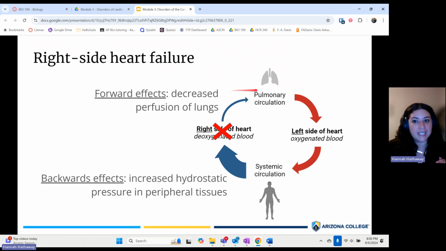And our forward effects, once again, that's going to be due to decreased perfusion. So we're going to have decreased perfusion of the lungs for right side heart failure, because the lungs are the forward step. Okay, let's get into some specifics.